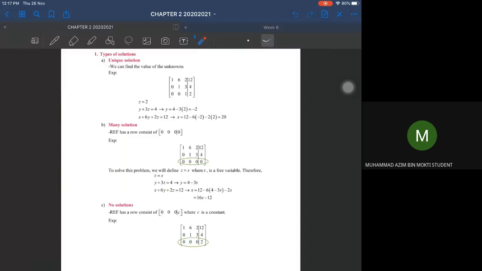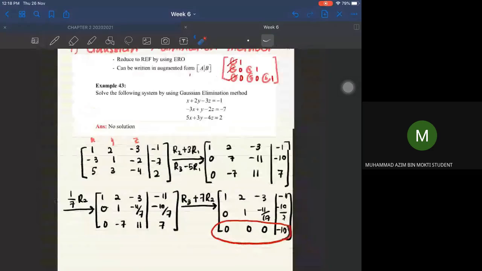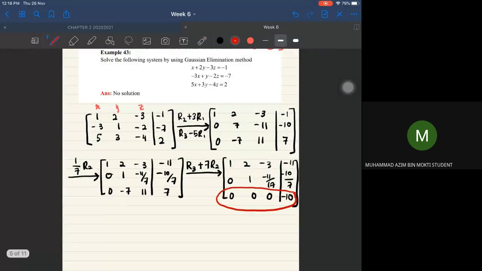Okay. So if you compare here, the system will have no solution if your augmented form is in this form. Maksudnya belah kiri ni kosong, belah kanan ni can be any value lah. Bukan semestinya kena dua. It can be any value. Yes, no solution. So therefore, boleh je terus tulis jawapan dia no solution. There's no value of X, Y and Z.